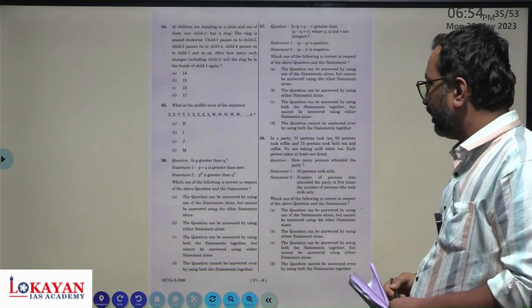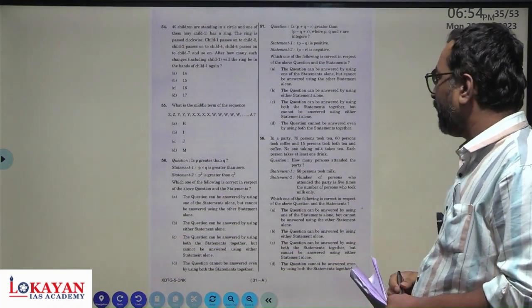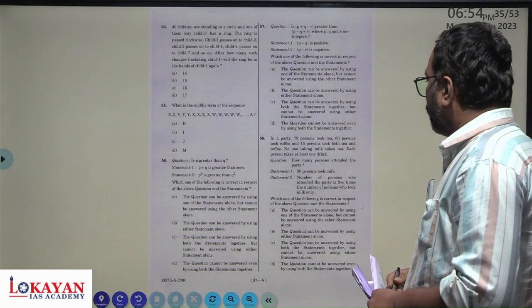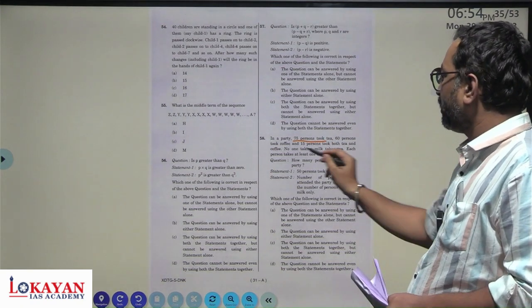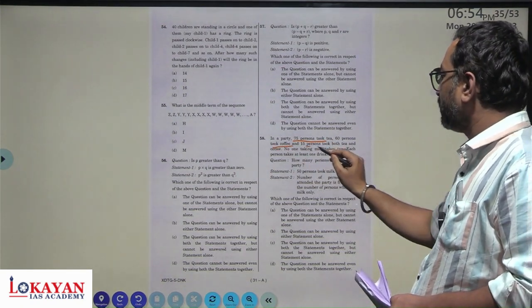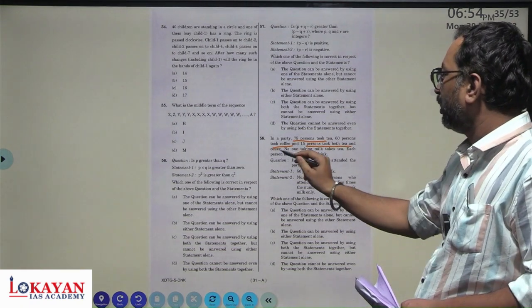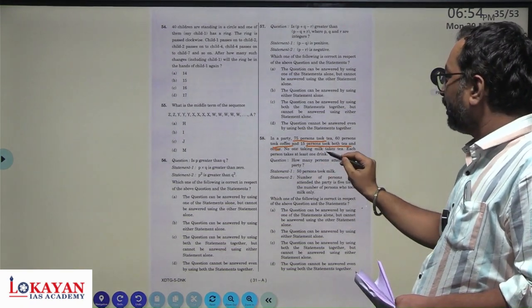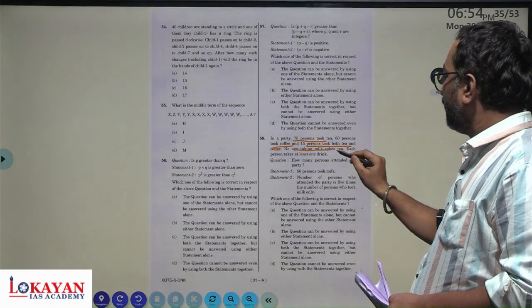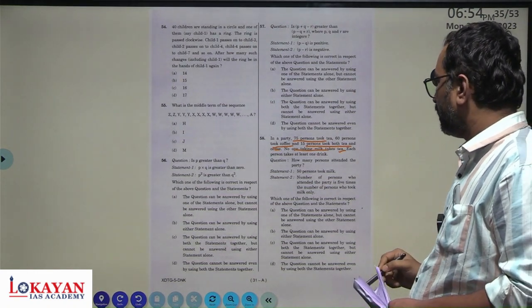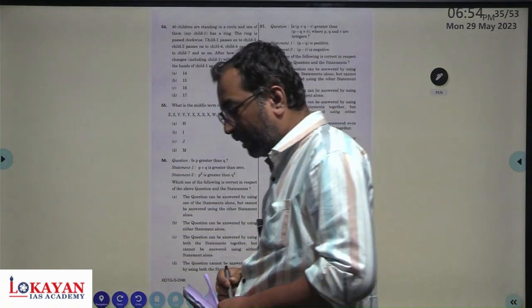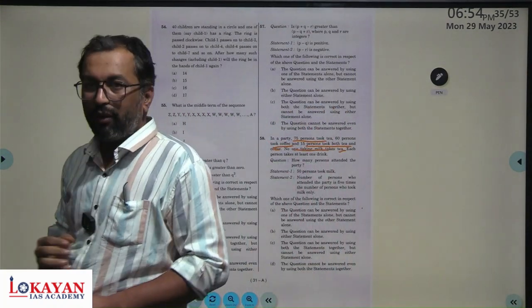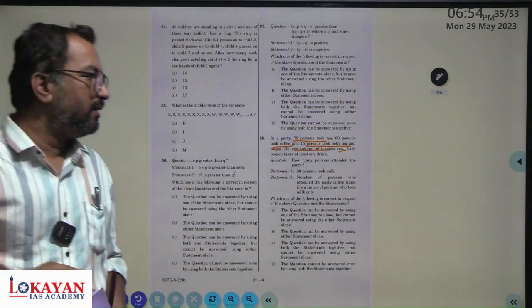In a party, 75 persons took tea, 60 persons took coffee, and 15 persons took both tea and coffee. No one taking milk takes tea. Each person takes at least one drink. Now here there are 3 drinks. If there were only 2 drinks, it would have been an easier question, right?